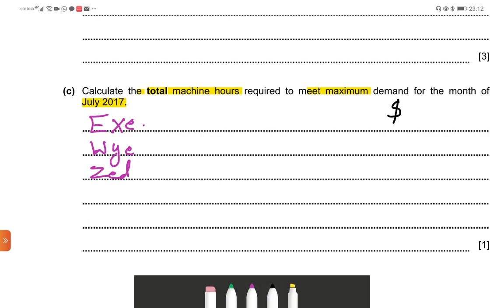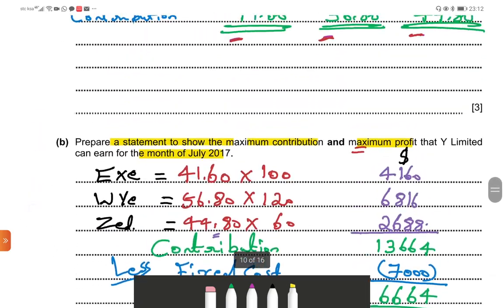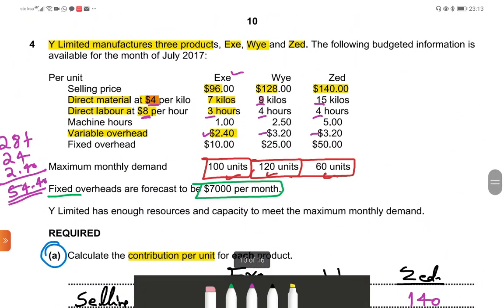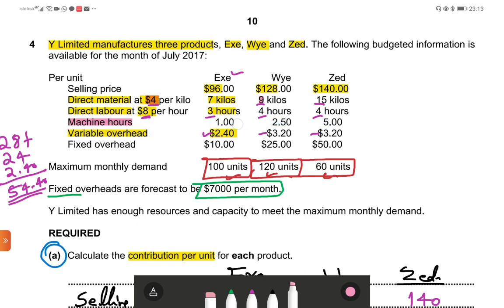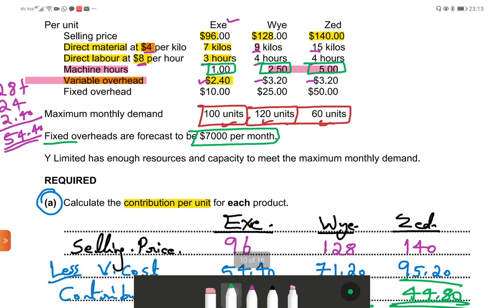First one, product X. Machine hours: X is 1, Y is 2.50 and Z is 5. So 1, 2.50 and 5. These are the machine hours. Then you multiply with the units. The units are 100. So 1 into 100, 2.50 multiply 120, 5 multiply 60.